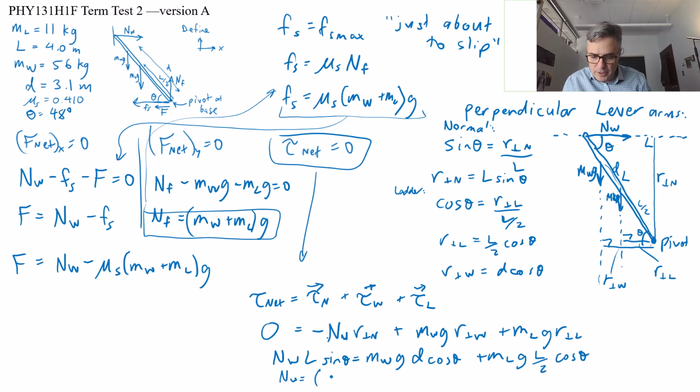So plugging in the numbers here, you've got the 9.8 times cosine of 48 degrees, pull out the G cos theta there, times 56 times 3.1 plus 11 kilograms times 4 over 2, and then divided by L sine theta, which is 4 times sine of 48 degrees.